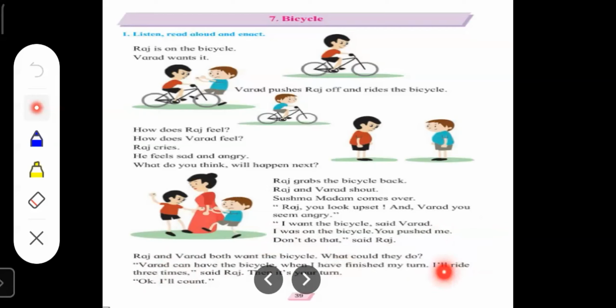So next, what is Raj telling? Raj is telling that he will ride 3 times. Then Varad can ride. So Varad is telling, okay, I will count. Varad also listens to him and says, okay, I will count. So what happens next? Let's turn to page number 40.